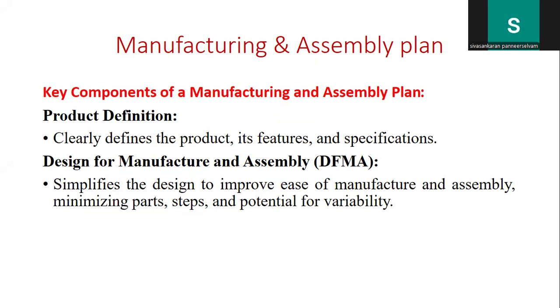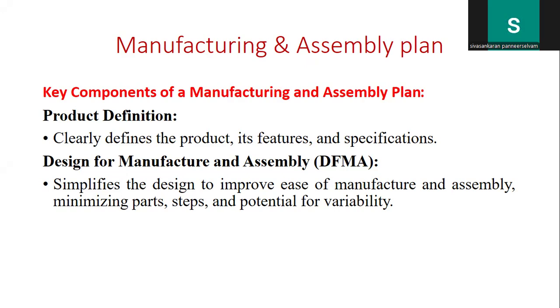What are the basic key components of manufacturing and assembly plan? Let us see in a sequential flow. First one is you have to mention the product definition. You clearly identify the need of the product. What are the special characteristics, features, as well as the technical specification. So defining the product meaning or the purpose.